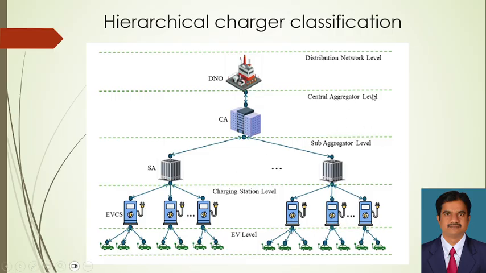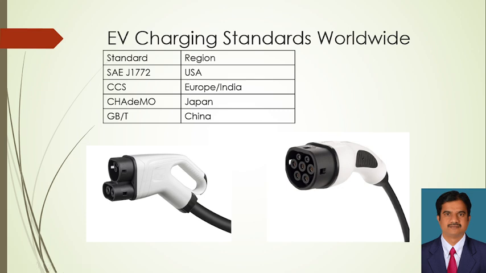Next, EV charging standards worldwide. For the USA region, the connector that we use is the SAE J1772. For Europe and India, we use the CCS, in Japan CHAdeMO, and in China GB/T. These are the standard EV chargers that we use worldwide. See, these are the different types of connectors we have for the different types of charging.